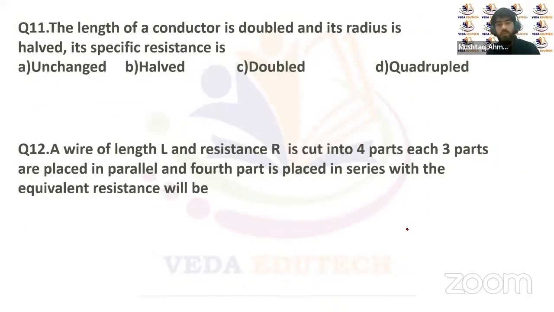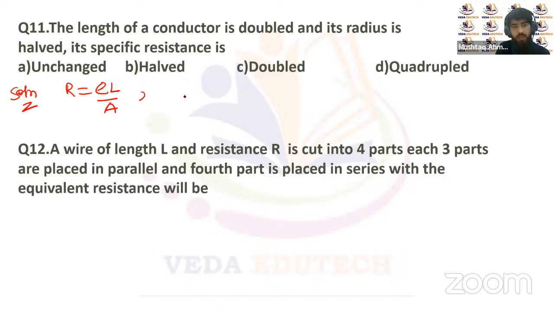Now, let's move on to question number 11. The length of the conductor is doubled and its radius is halved. Its specific resistance is? So the specific resistance is what we call resistivity, right? You can see here, R is equal to rho L upon A, rho L upon A.